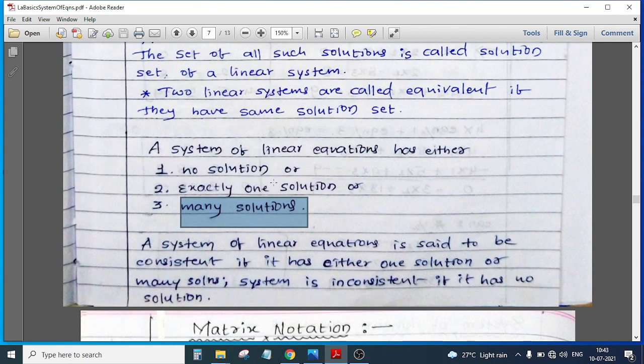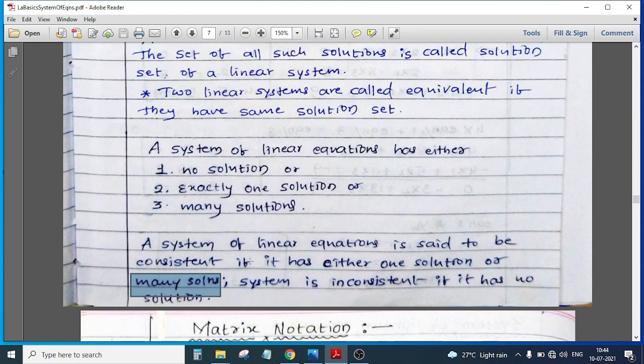When are your linear equations called consistent? Okay, so let us see here. A system of linear equations is said to be consistent if it has either one solution or many solutions. See here friends, that means what now?